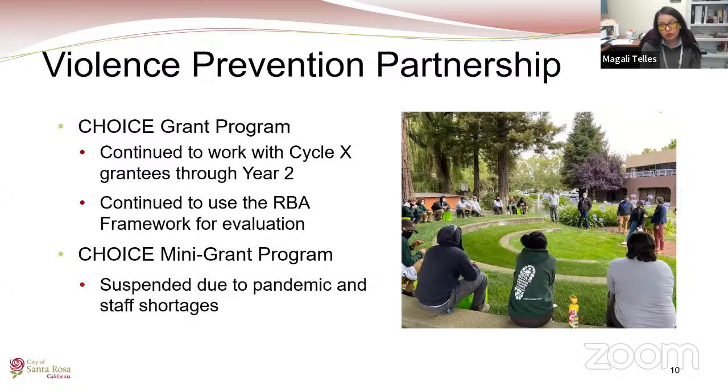And recently, the partnership staff began the process of procuring and onboarding an evaluator to assist with these services moving forward. A quick update on the Choice mini grants. This program was suspended due to COVID-19 and also our staffing shortages, but we are trying to get it back in the queue to be able to offer that hopefully not too long from now. So next slide, please.